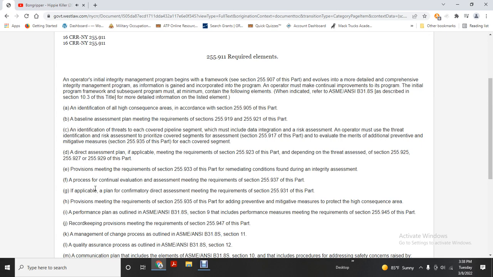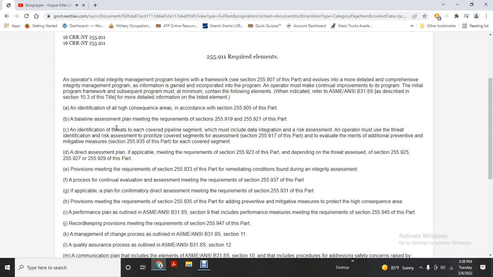Integrated risk assessment. The operator must perform a threat and risk assessment prior to the covered segment assessment, per section 255.917 of this part, and evaluate the merits of additional preventive and mitigative measures under 255.935 of this part for each covered segment. A direct assessment plan, if applicable, meeting the requirements of section 255.923 of this part, depending on the threats assessed in sections 255.925, 927, and 929 of this part. Provisions meeting the requirements of 255.933 of this part, for remedial action.